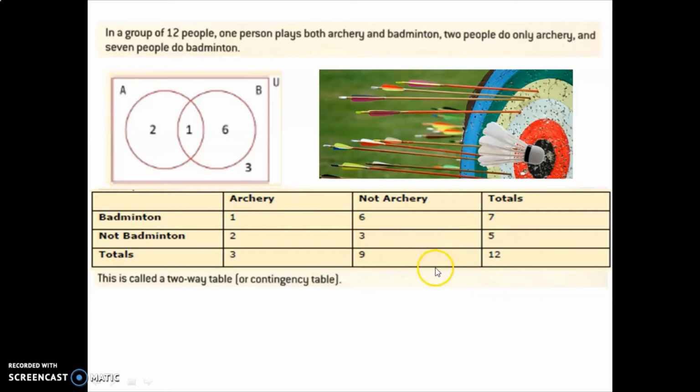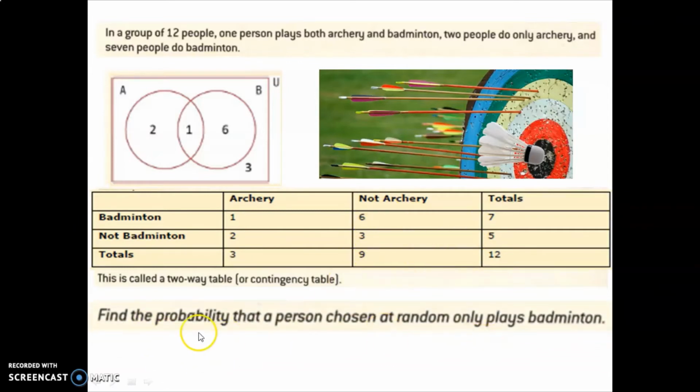Double check your work. And now looking at this contingency table, we can answer a question like this, for example. Find the probability a person chosen at random only plays badminton. So what's your answer? Okay, on the Venn diagram, only plays badminton was these 6 here. And in the contingency table, only badminton would be not archery and badminton, which is a 6.